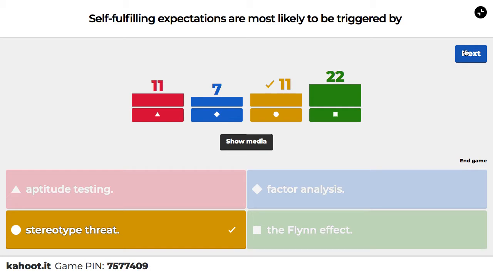Now, it is not the Flynn effect. The Flynn effect is a rising IQ score over time. That doesn't have anything to do with self-fulfilling expectations. We talked about the Flynn effect occurring because of more schooling and testing, as well as less biased tests. The stereotype threat is something that can happen on tests, when people are reminded of their race or gender, and they think this is a stereotype about them, so they kind of meet those expectations, but it's self-fulfilling.